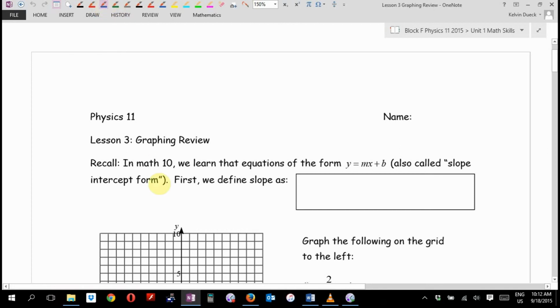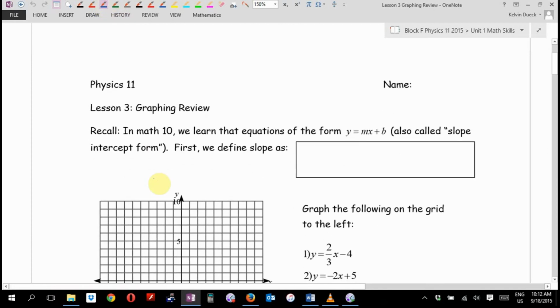In Math 10, we learned that equations of the form y equals mx plus b, also called slope-intercept form, can be graphed like this. But first we have to define the slope. What does slope equal?